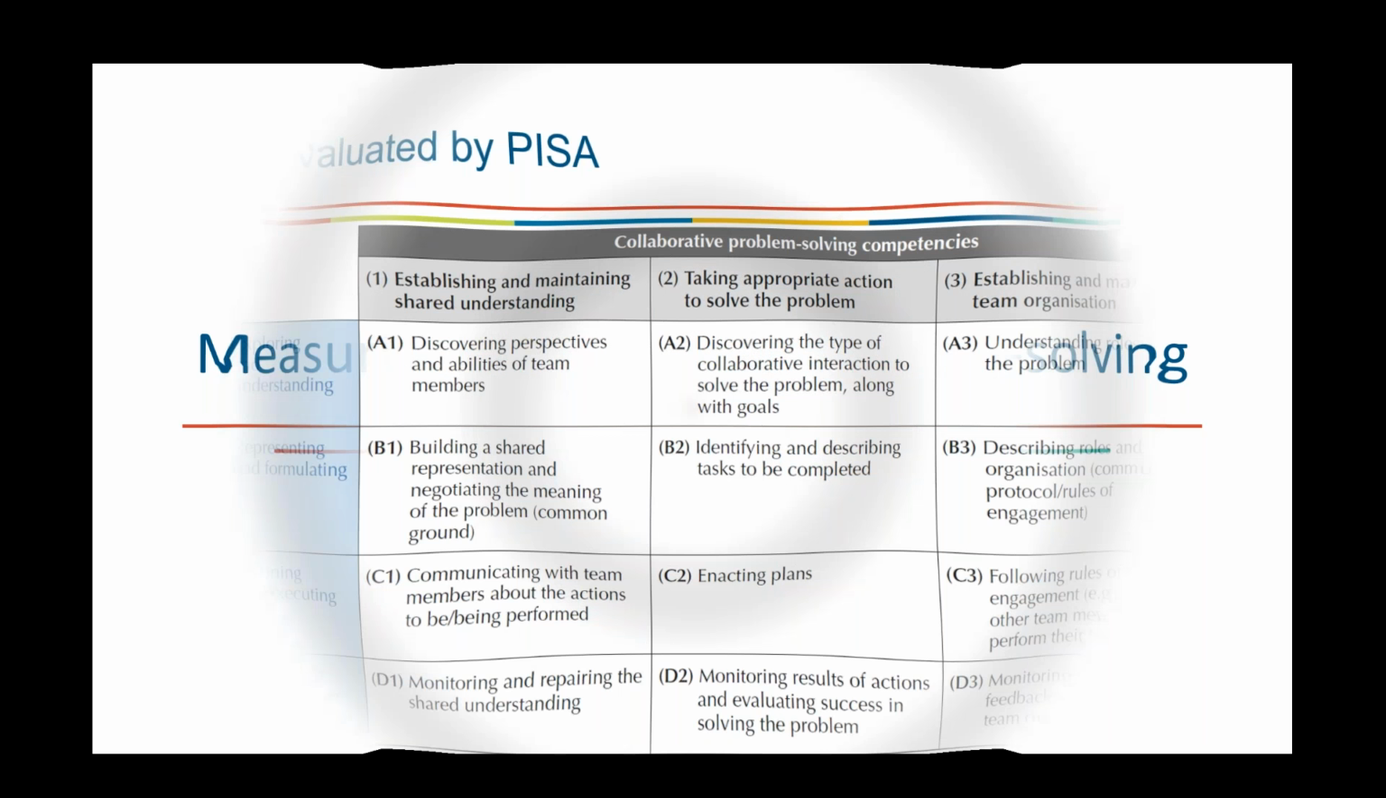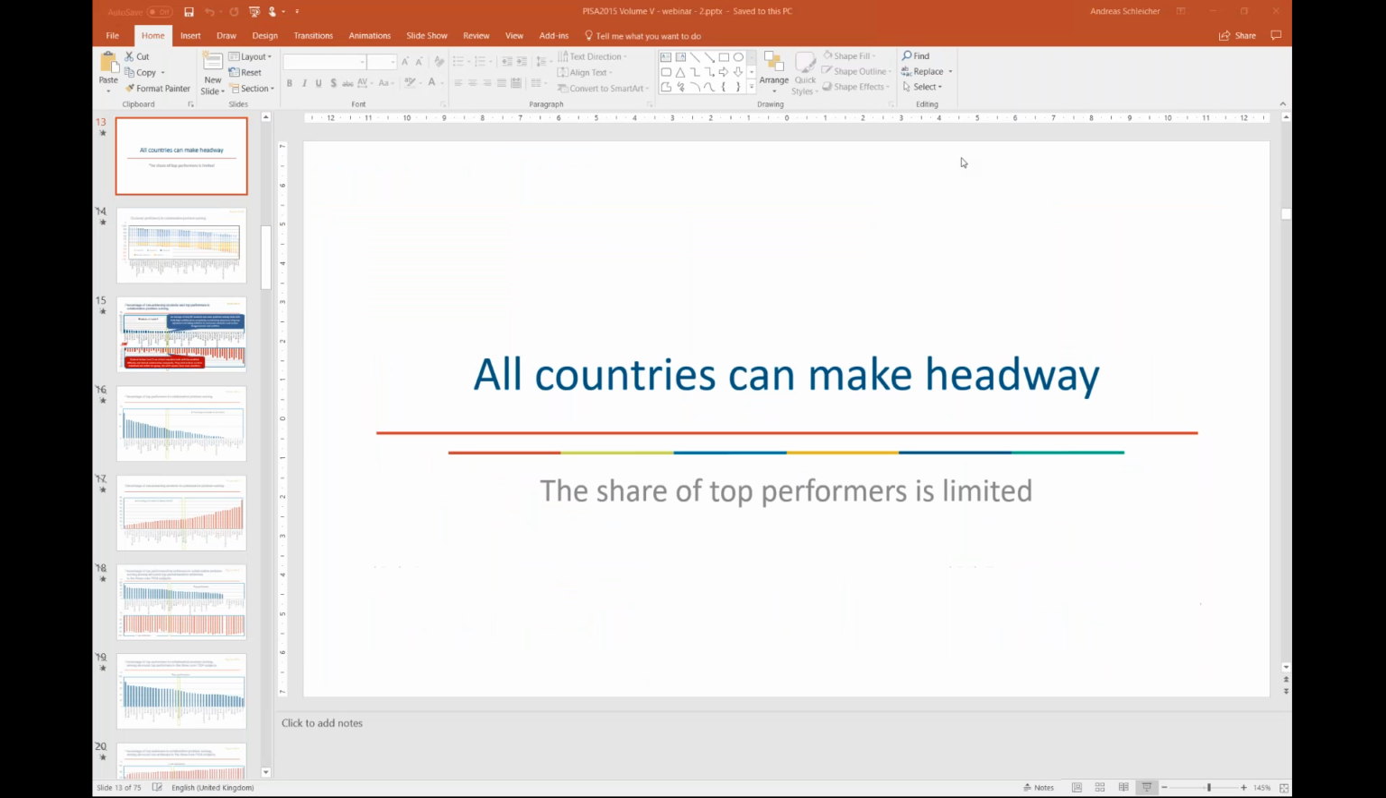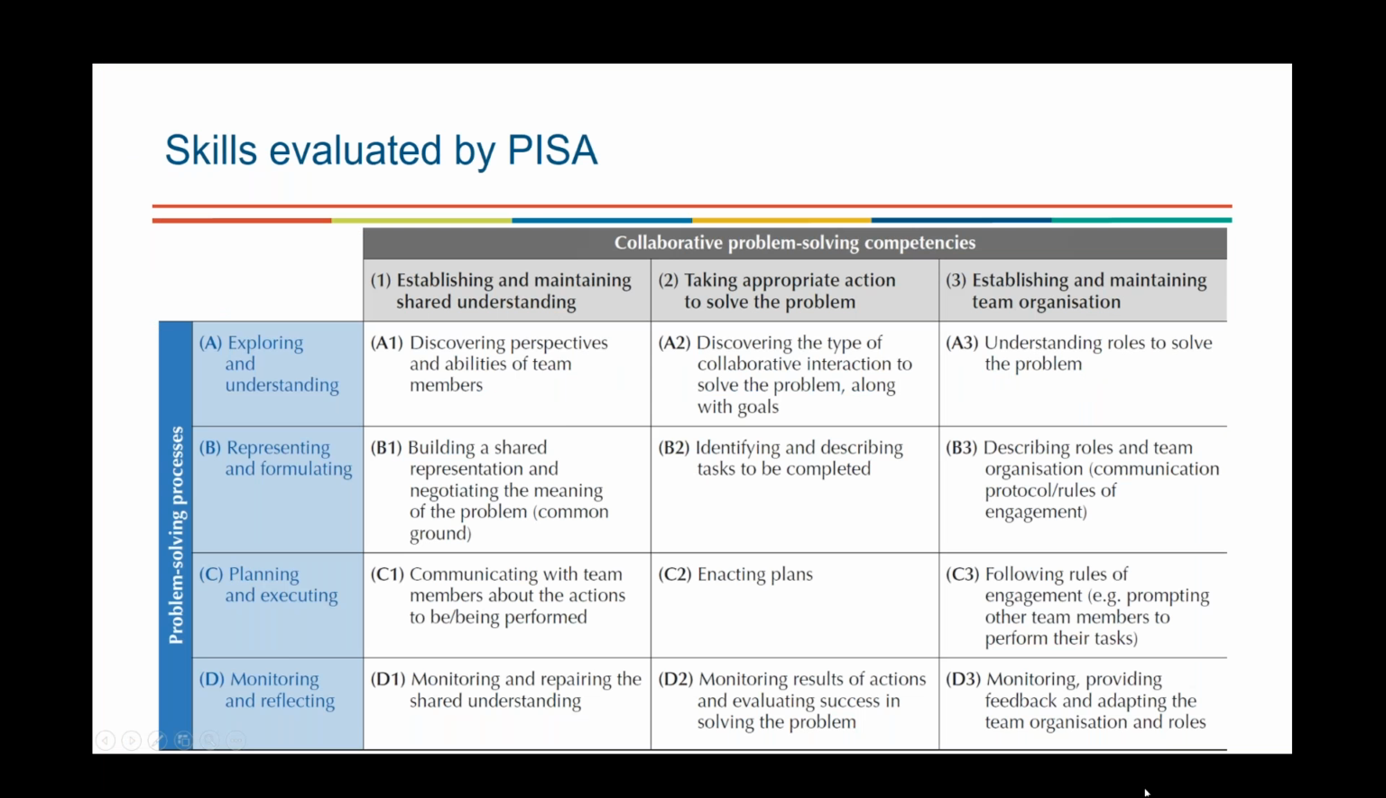You see that here on the screen. On the horizontal axis, you see the competencies that we're looking into. For example, whether students were able to establish and maintain a shared understanding of a problem. Each of them had different pieces of information, and together they were asked to figure out what the nature of the problem was.